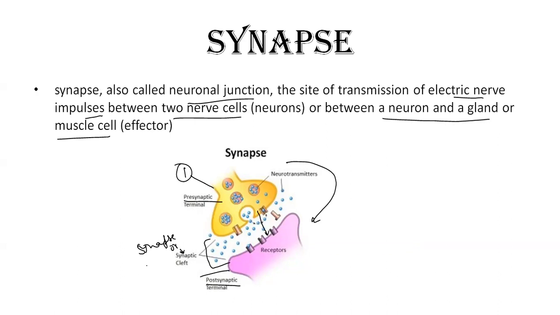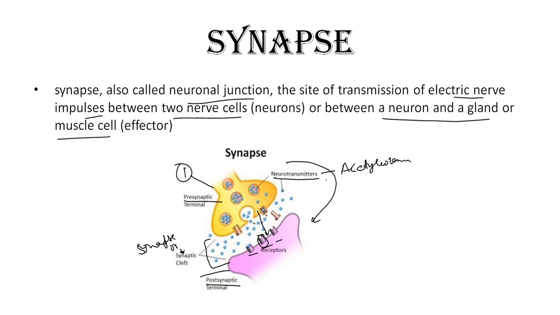The neuron which receives the signals has receptors, and it binds the neurotransmitter and receives the signals. So what is a neurotransmitter? Neurotransmitters are chemical signals. The main neurotransmitter is acetylcholine.